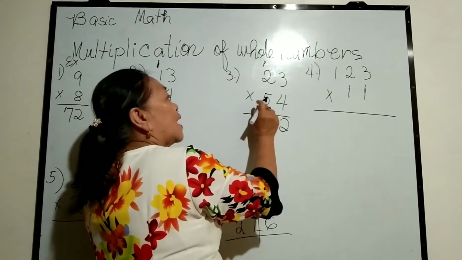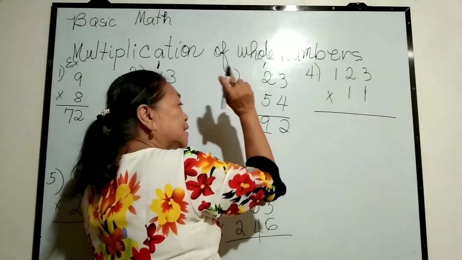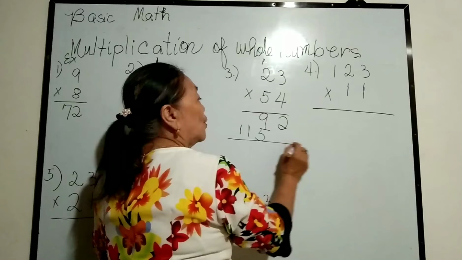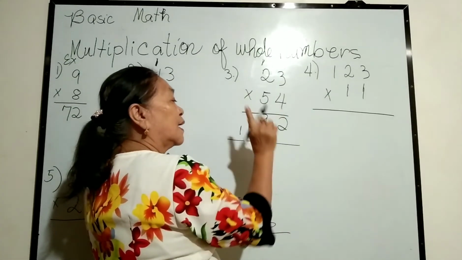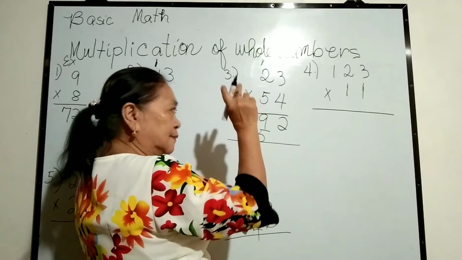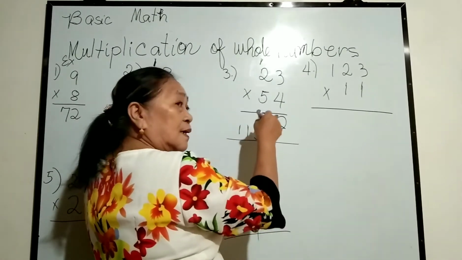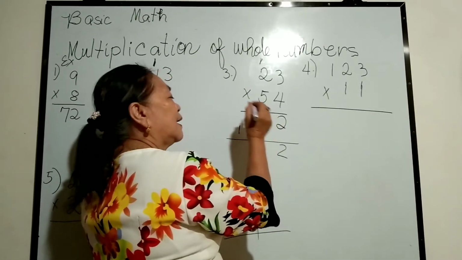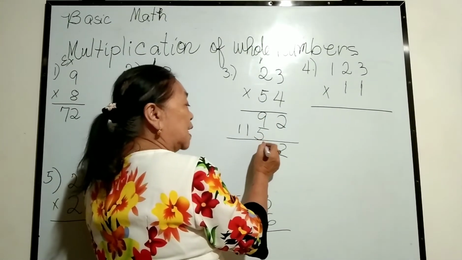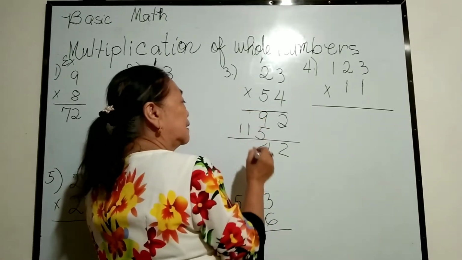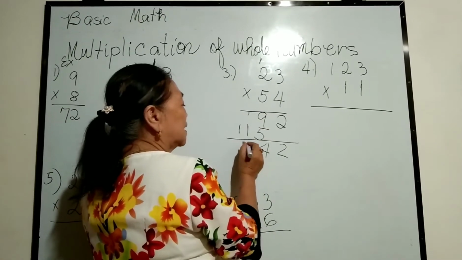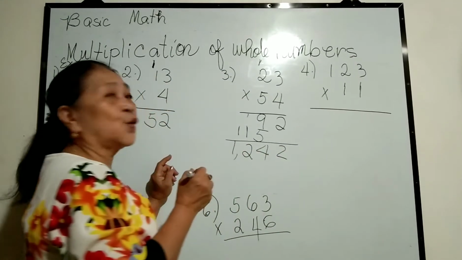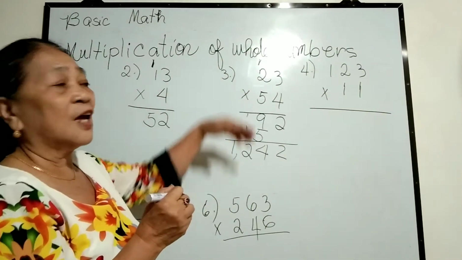Carry 1. 5 times 2, 10. Plus 1, 11. May I remind you, this is only a partial product and another partial product that you are going to add. So, in this portion, you are going to add, bring down 2. 9 plus 5 is 14. Carry 1. Okay, 1 plus 1 is 2. Bring down 1. This is 1,242 for this question alone.